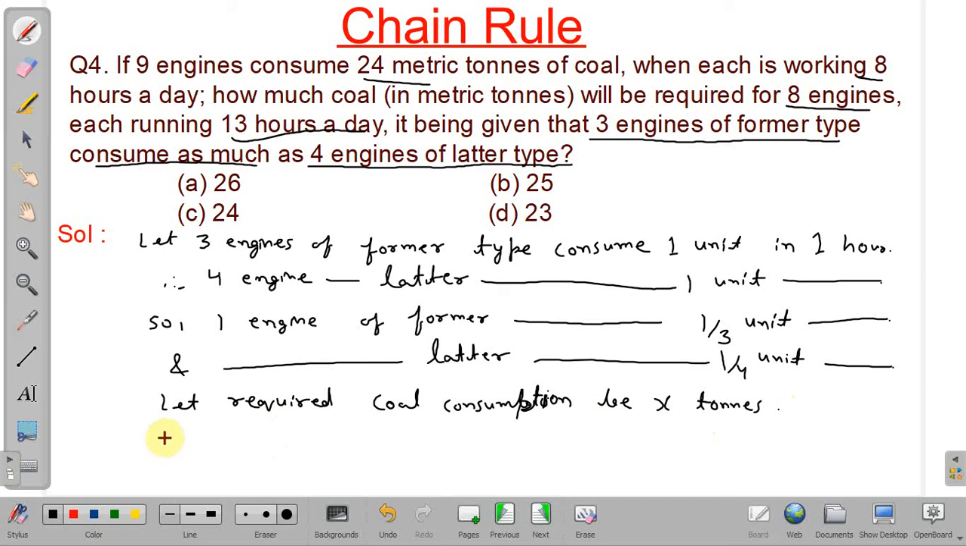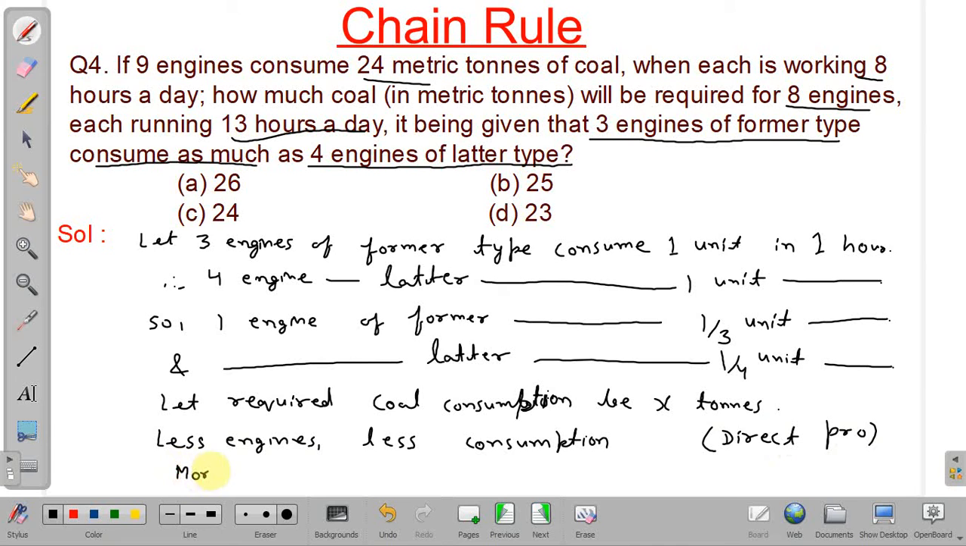Okay, so less engines, less consumption. So it will be in direct proportion. Similarly, with respect to working hour, more working hour, more is the coal consumption, more consumption. So it is also direct proportion.